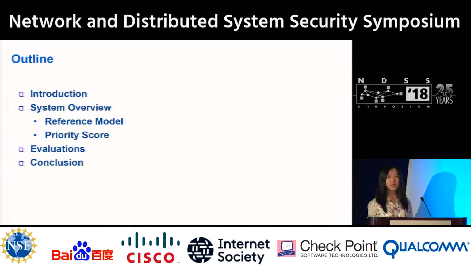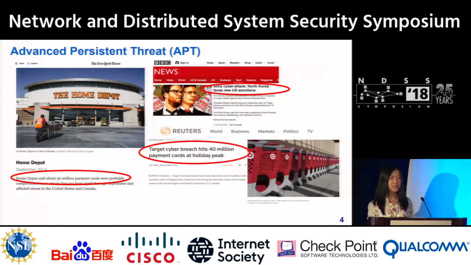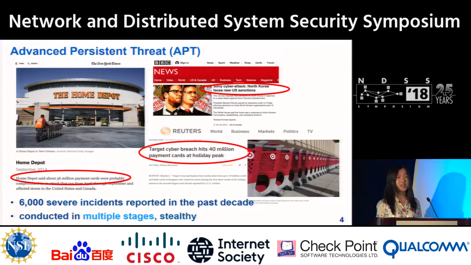First, we'll start with a brief introduction. As have been mentioned by speakers before me, advanced persistent threats, APT in short, have become a serious challenge for many enterprises. In the past decade, over 6,000 severe incidents have been reported, including big companies like Home Depot and Target. And this has caused significant financial losses and also reputational damage.